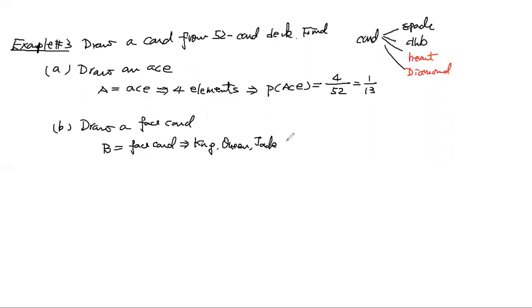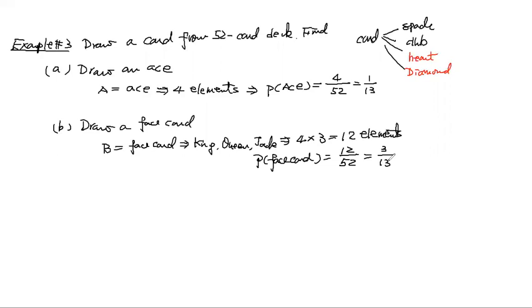So in total, how many elements? We have 4 times 3, so we have a total of 12 elements in event B. So we have a total of 12 cards I can draw that is a face card. So my probability of a face card is what? It will be 12 over 52. If you want to simplify it, it will be 3 over 13.